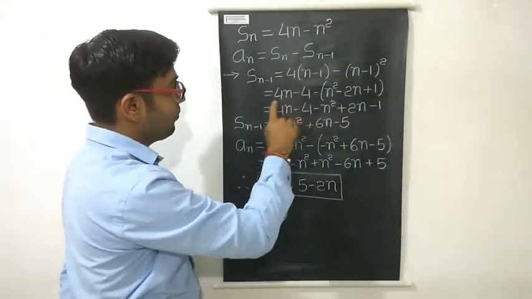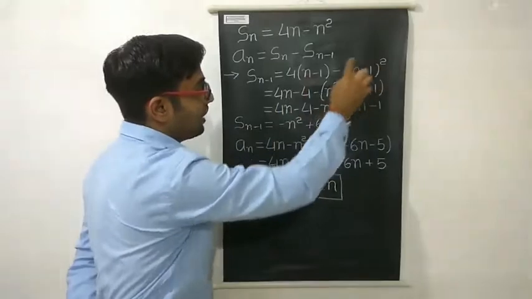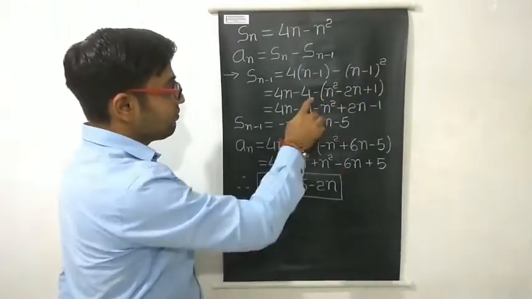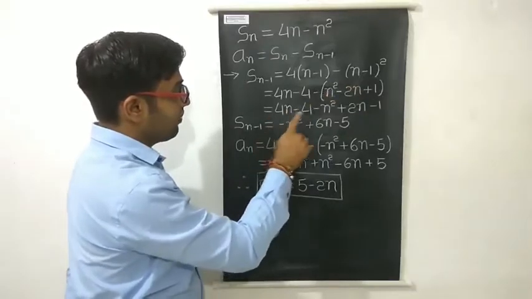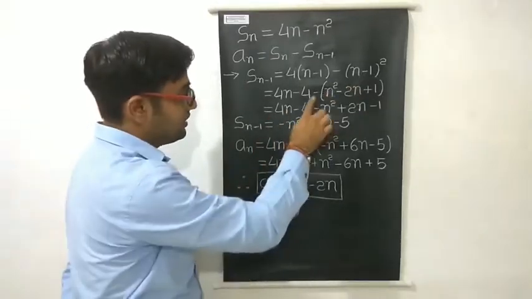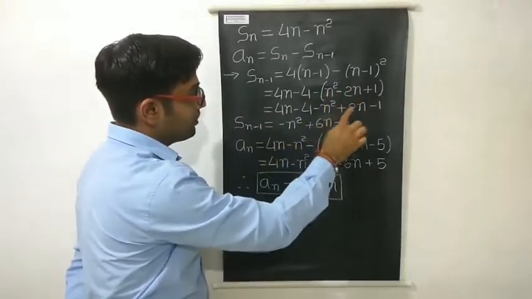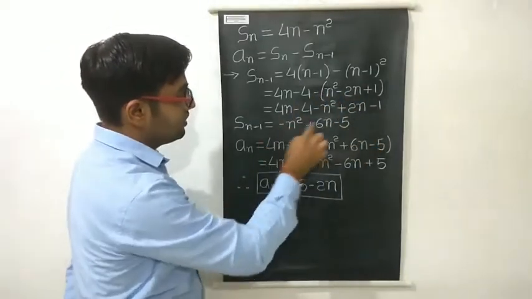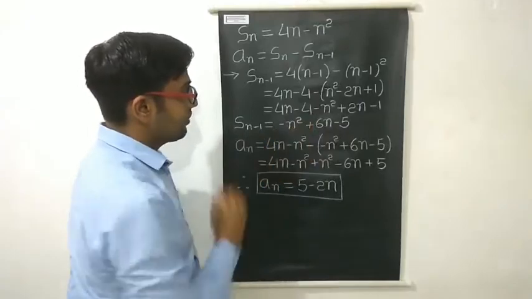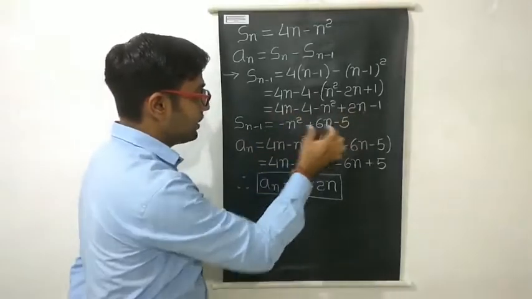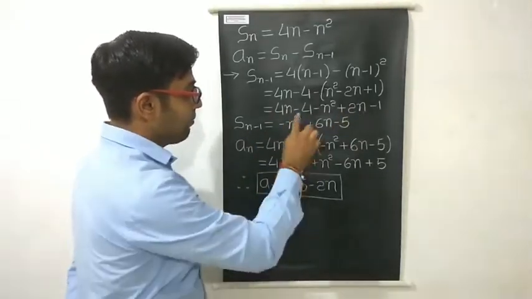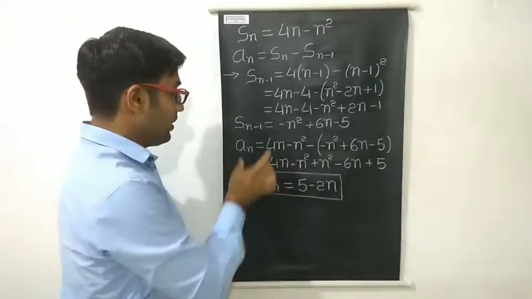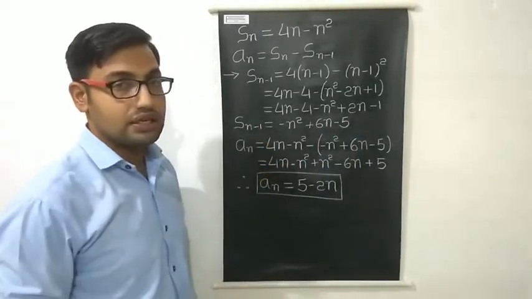Now multiply it. 4n minus 4. By expanding this, we get n square minus 2n plus 1. By opening this bracket, 4n minus 4 remains as it is, and minus n square plus 2n minus 1. Now this minus n square remains as it is. 4n plus 2n is equal to 6n, minus 4 minus 1, that is equal to minus 5. So this is the value of Sn minus 1.